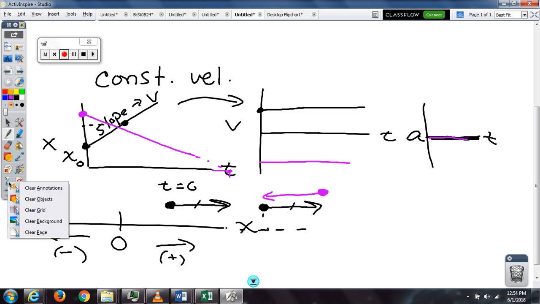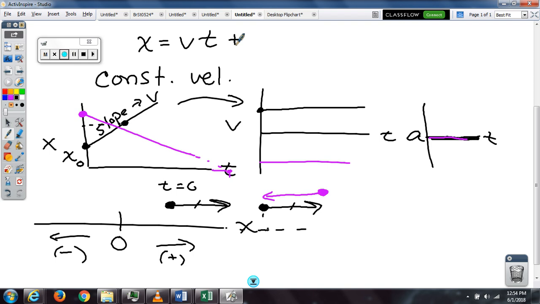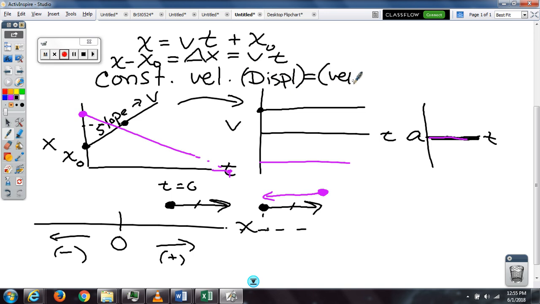Now let's talk about real quick the equation for a line like this one: x equals the velocity times time plus x initial. I can move x initial to this side, which is the same thing as saying delta x, and that must equal v times t. So displacement equals velocity times time.